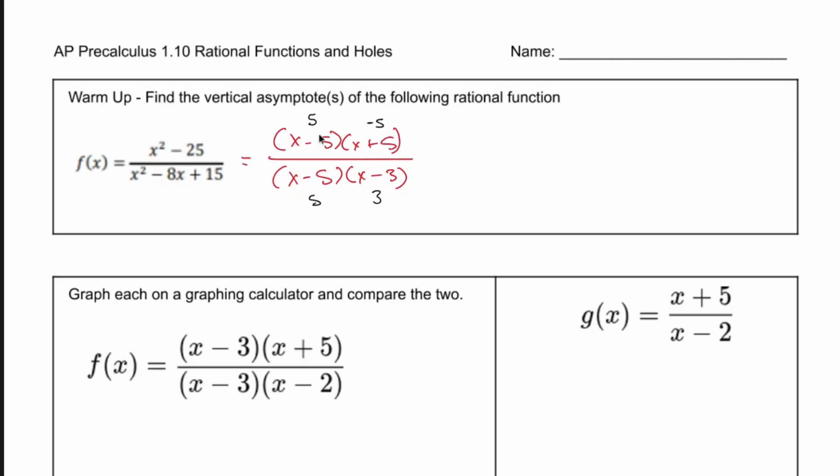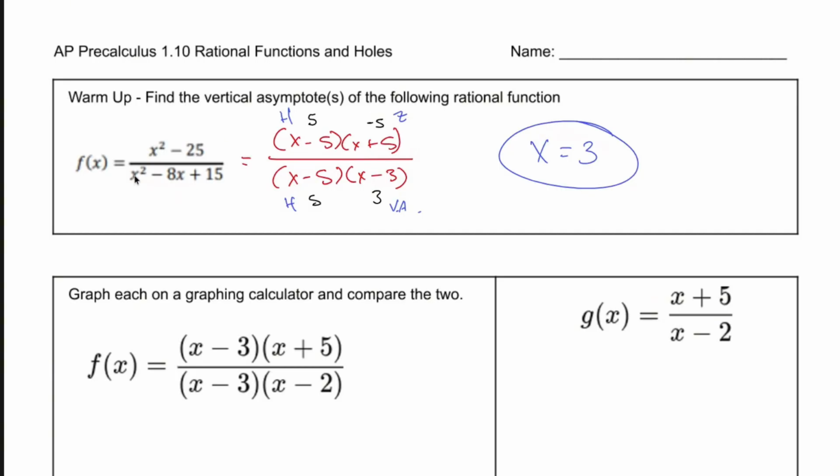So let's label everything. 5 is up here and down here, so if there's a factor that's the same in the numerator and the denominator, that's a hole. Negative 5 is the only unique magic number up here, so it's going to be a zero because it's in the numerator. And down here in the denominator, we have a magic number of 3. That is a vertical asymptote. So the vertical asymptote is just one of them, and it's x equals 3.